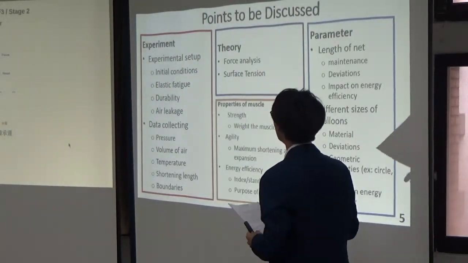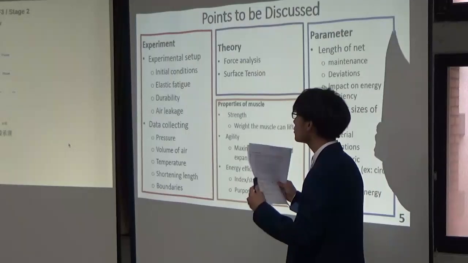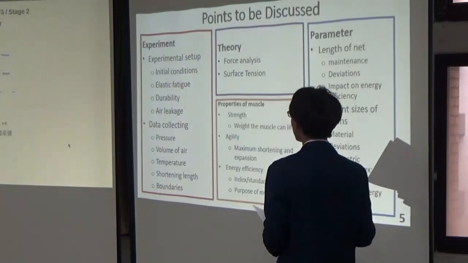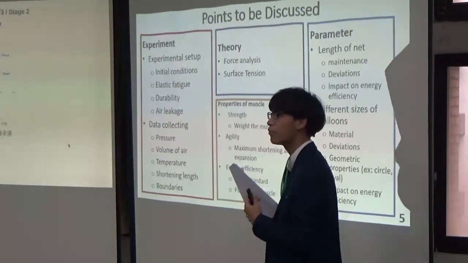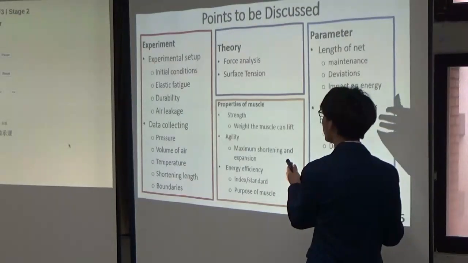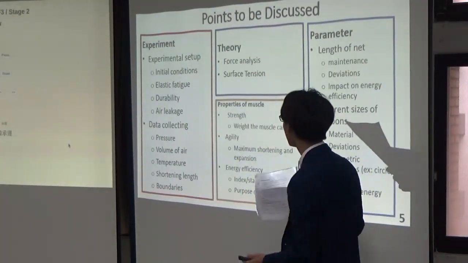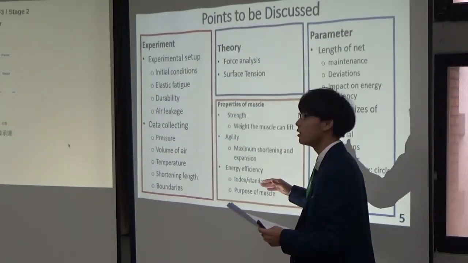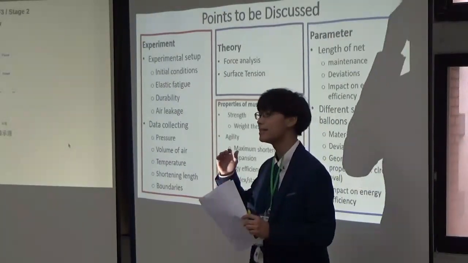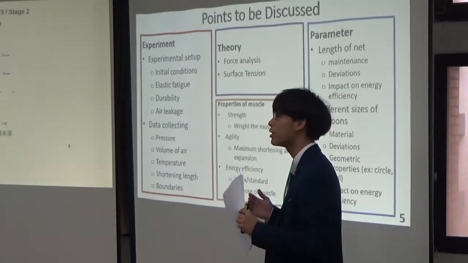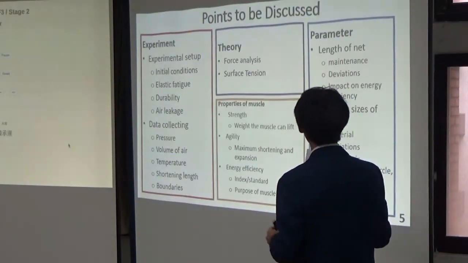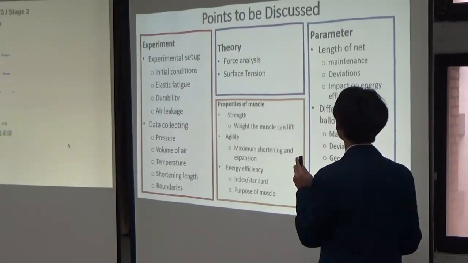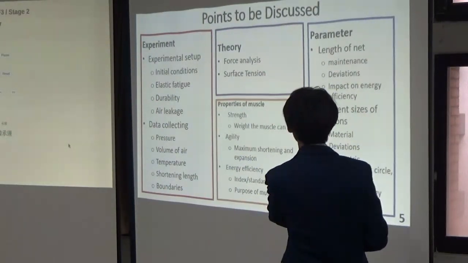And for the theory, we'd like to talk about the force analysis, and we'll also focus a lot on the surface tension of the balloon and the net. And for the properties of the muscle, which is part of the problem statement, the opponent thinks it is important how much weight the muscle can lift, and also the agility of the muscle. And most important, the energy efficiency of the muscle. The opponent believes that the reporter should have a standard for the energy efficiency of the muscle, which the opponent will explain later on. And for the parameters, we'll discuss the length of the net, which could cause some deviations. And we'd also like to discuss how this parameter affects energy efficiency.